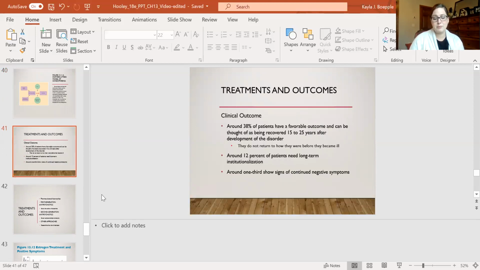So what are our treatment and outcome options? Well, there are some different ways that we can treat schizophrenia, but it is important to remember that around 12% of patients need long-term institutionalization. So about 1 in 10 people that have schizophrenia do have lifelong consequences that are going to require ongoing care and potentially institutionalization at some point in time.